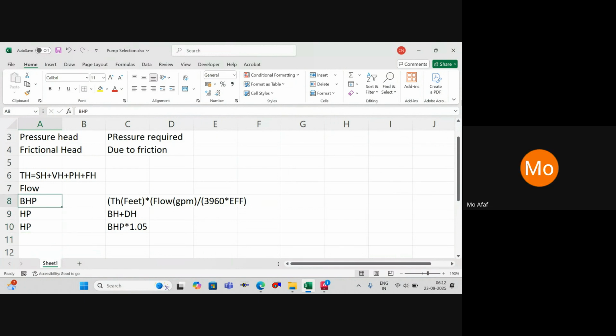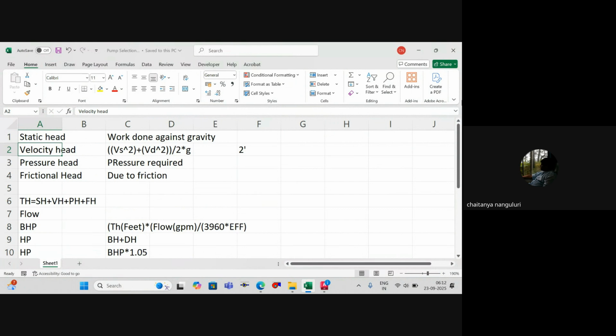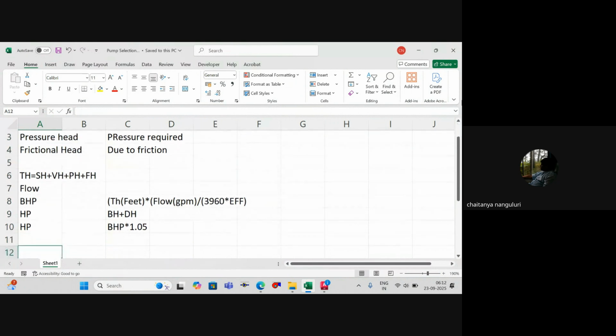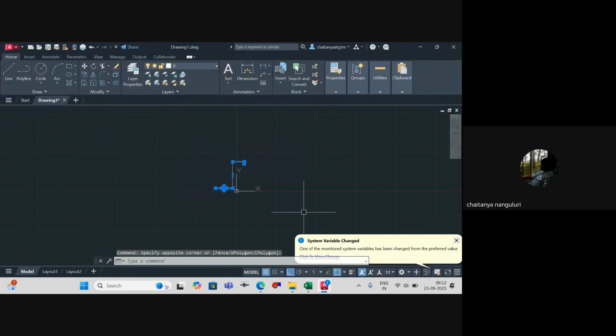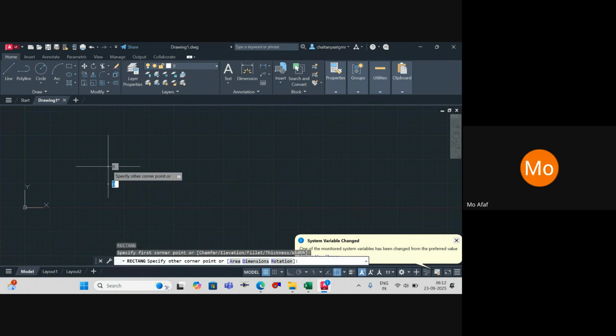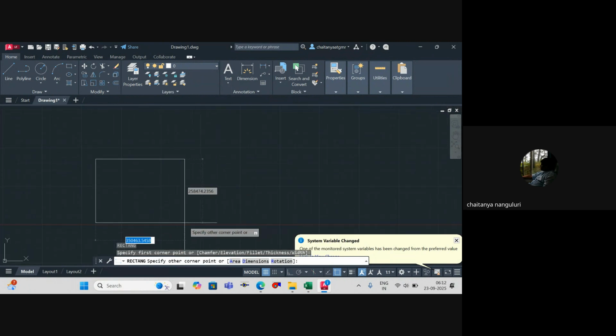So now what we'll do is we'll try to calculate the head value that we require. Let us understand this. We'll work on a simple problem of an overhead tank and an underground tank. It's not a part of HVAC, but it'll be easy for us to use.